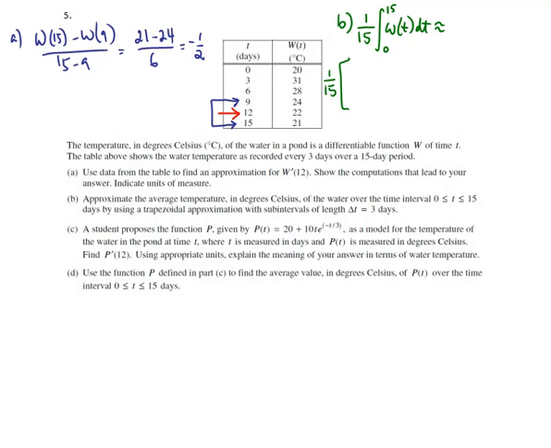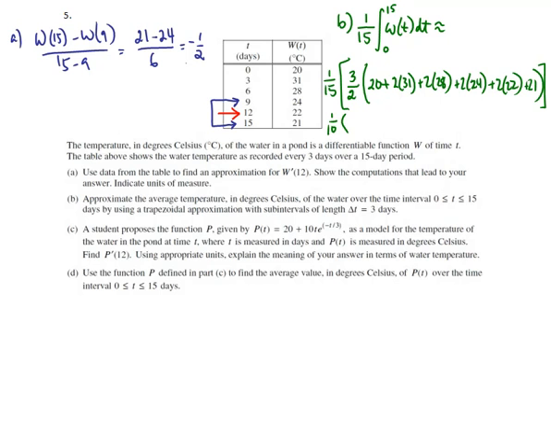And the first thing we're going to have to do is make sure we multiply the end result by 1 over 15. Then, since the width of each subinterval is 3 days, for the trapezoidal approximation, h over 2 is going to be 3 over 2. And we'll factor that out. And then remember that we're going to use 1 of the first and last, and then double each of the interior. So we'll have 1 times 20 plus 2 times 31 plus 2 times 28 plus 2 times 24 plus 2 times 22 plus 21.